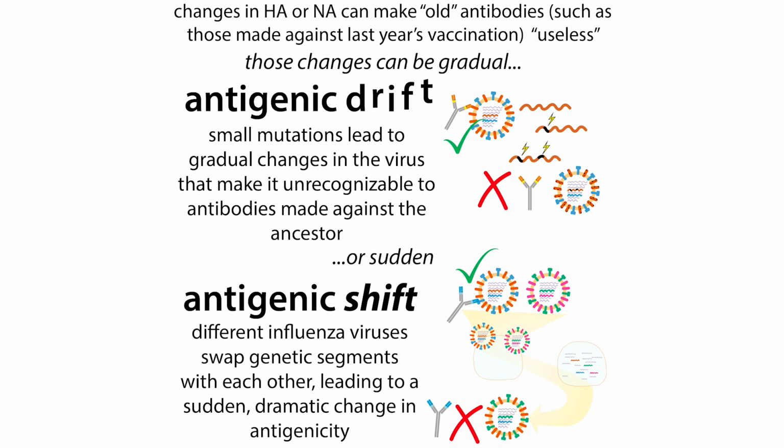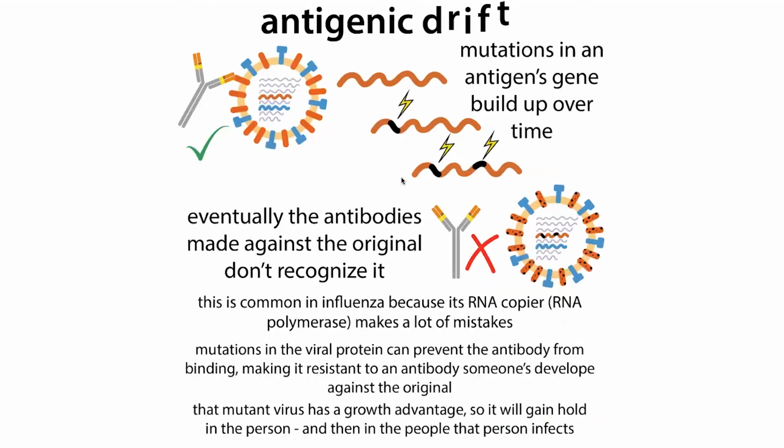If these mutations happen slowly over time, we call it antigenic drift. And if these mutations happen suddenly, such as with the swapping of the H and the N strands from different viruses, we call it antigenic shift. And both of these make it really hard to predict what viruses are going to be circulating, as well as, well, then those viruses can change when they circulate.